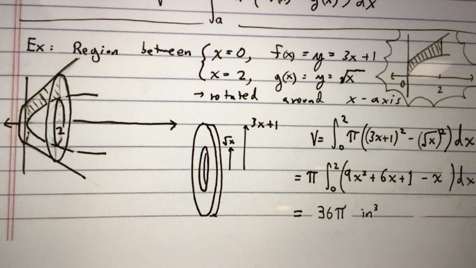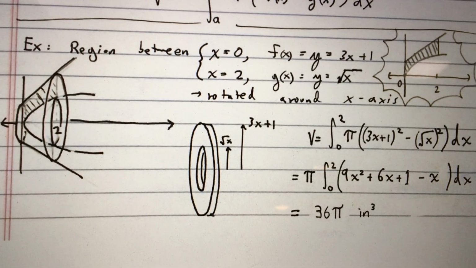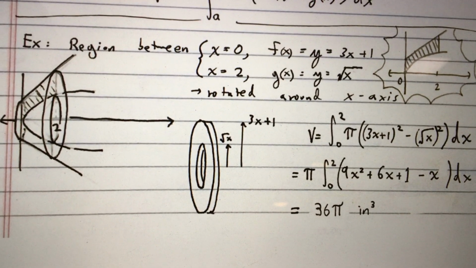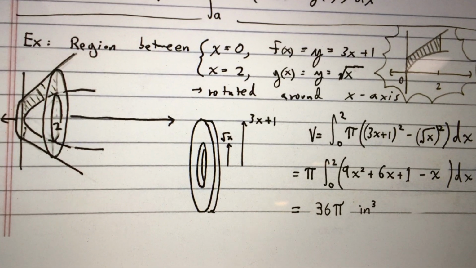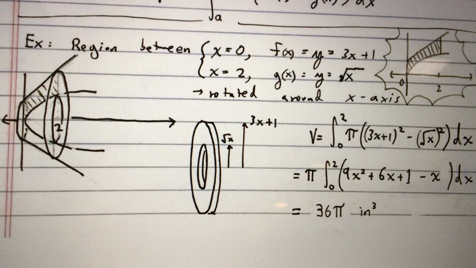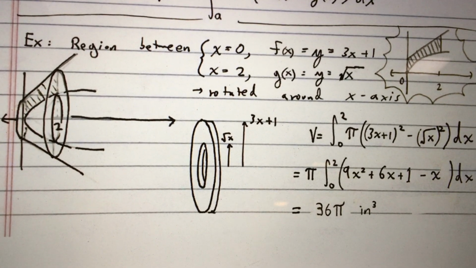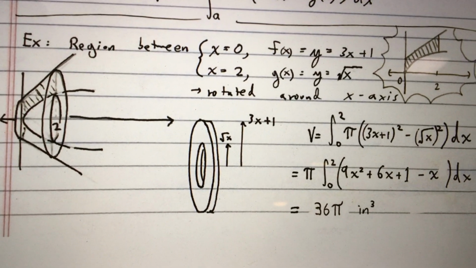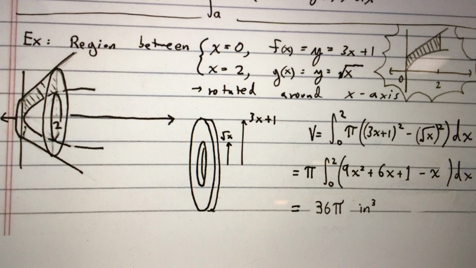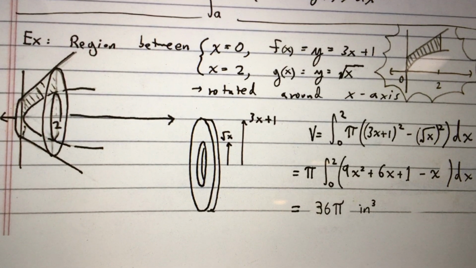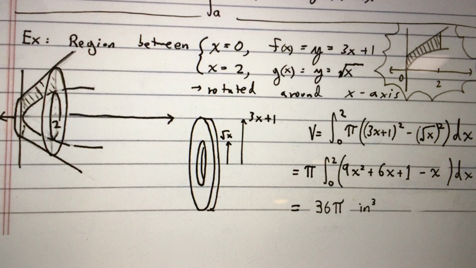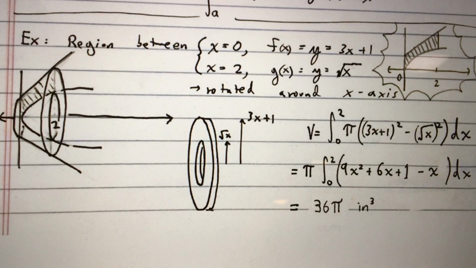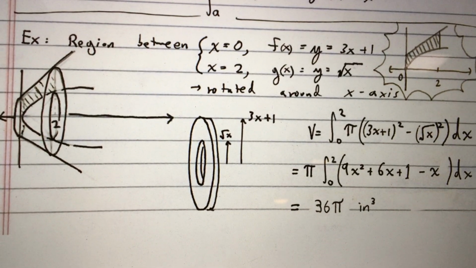First, let's do an example of the type of problem that we just theorized. This says find the volume, and it's going to be a find the volume problem. I just left out those words for all of these in this section. But the region between these curves, x equal to 0, that's a vertical line, f of x equals y equals 3x plus 1, straight line, x equal to 2, vertical line, and g of x equals y equals the square root of x, a curve, rotated around the x-axis. So this is the type of problem that we just talked about.